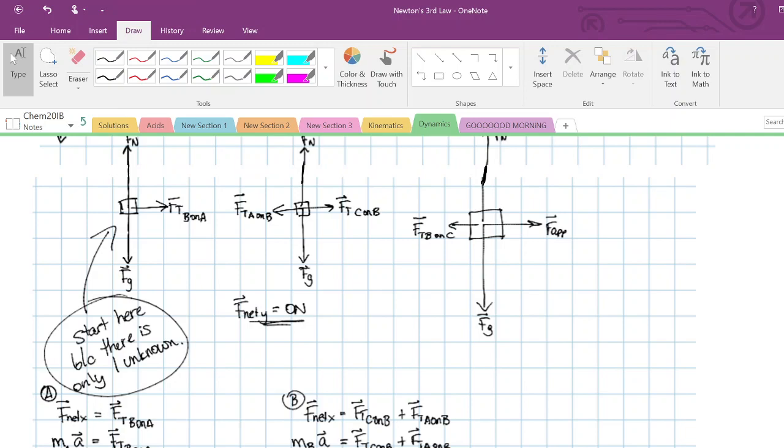left. Now, if that's true, if car C is pulling on car B with a force of 3 newtons, then car B must resist that pull with a magnitude of 3 newtons, but in the opposite direction. So that means that the tension from B on C is 3 newtons to the left. So now I know this force, and I can solve for the force applied.